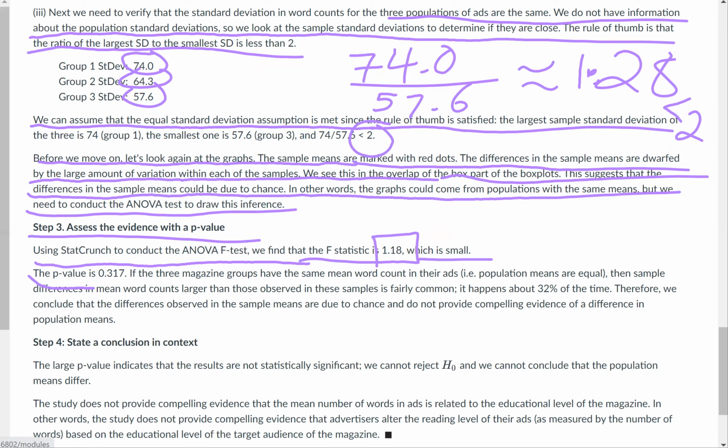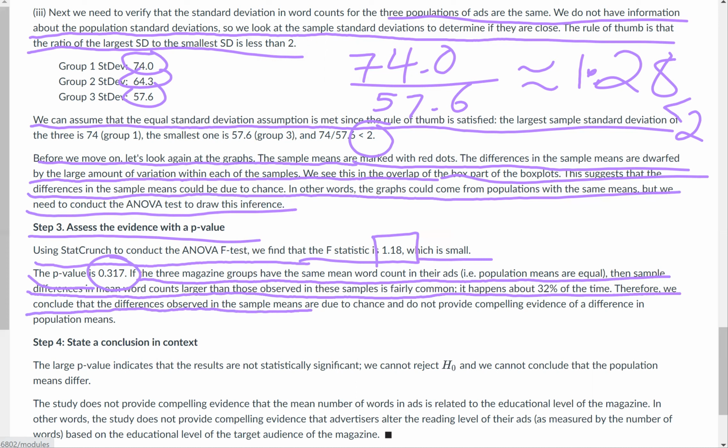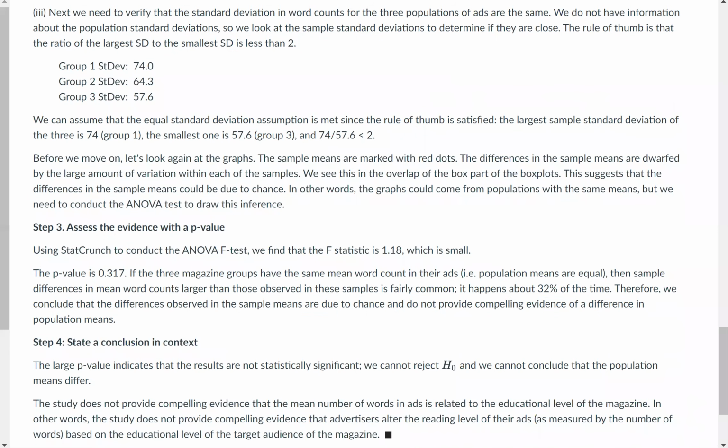The p-value is 0.317. If the 3 magazine groups have the same mean word count in their ad, in other words, the population means are equal, then sample differences in mean word count larger than those observed in the samples are fairly common. It happens about 32% of the time. Therefore, we conclude that the differences observed in the sample means are due to chance and do not provide compelling evidence of a difference in population means. So we won't be able to reject the null hypothesis this time.